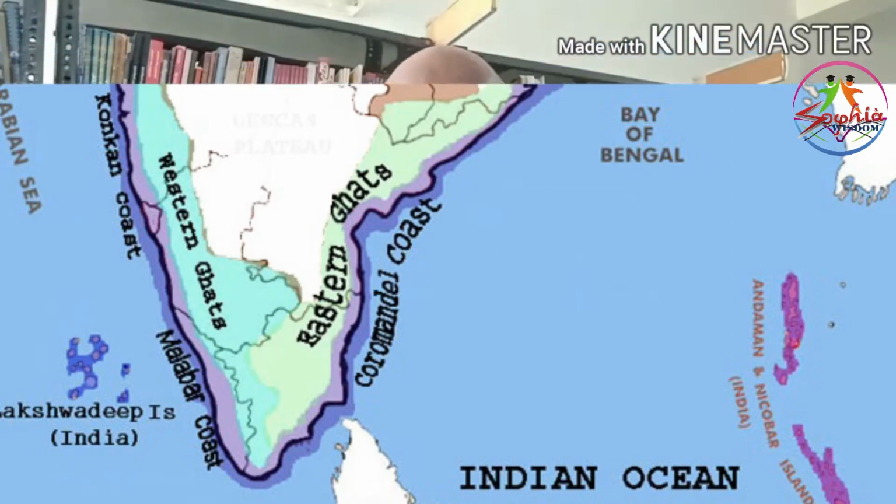The southernmost tip of this plateau is Kanyakumari. The southern end of the peninsular plateau is Kanyakumari.